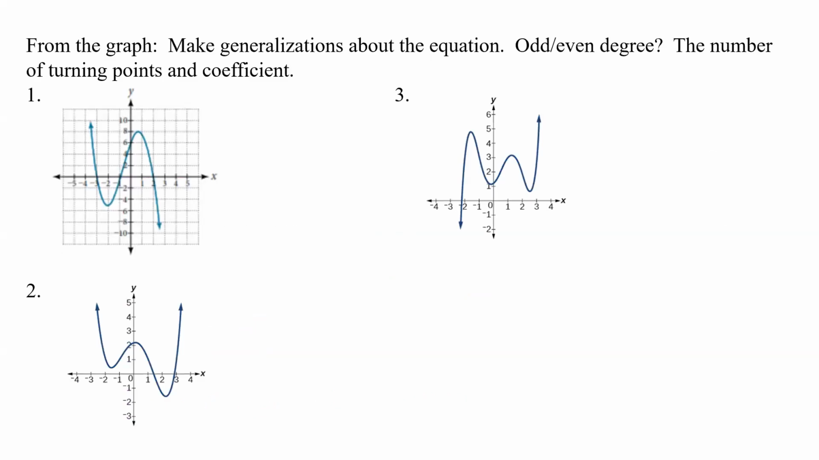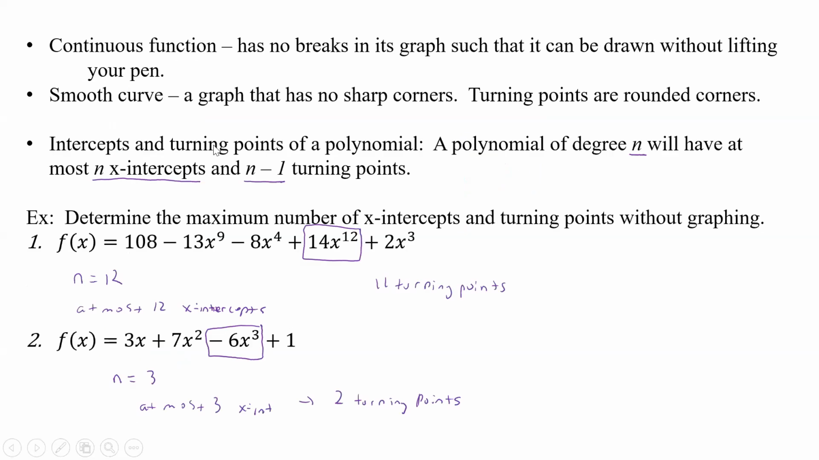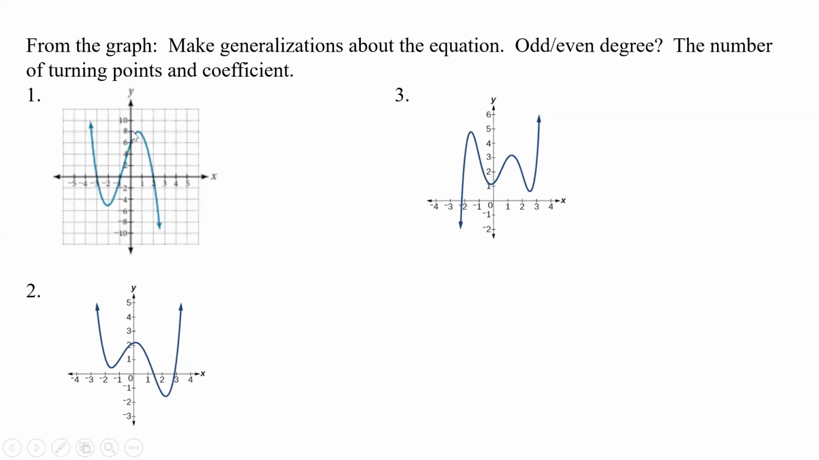So what we're going to do now is use what we just learned, that n is the most number of x-intercepts and n minus 1 is the turning points, to look at the graph now and go backwards. Okay. So what can we tell about this graph? Well, remember, we have the possibilities. We have this one, that's even, and k is greater than 0. We have this one where it's even and k is less than 0. We have this one, which is odd, and k is greater than 0. And we have this one, which is odd, and k is less than 0.